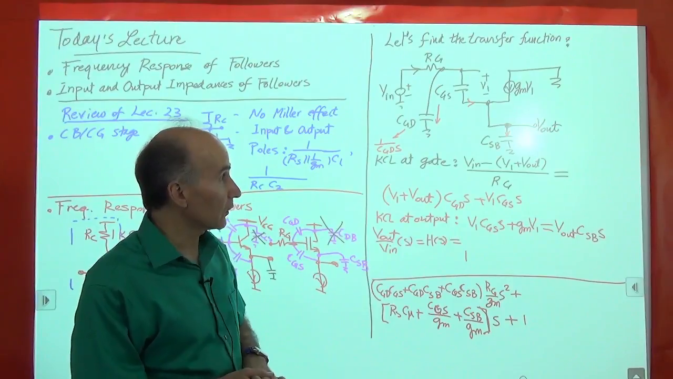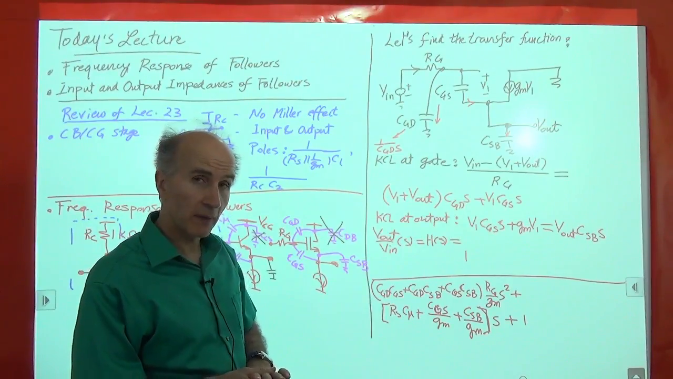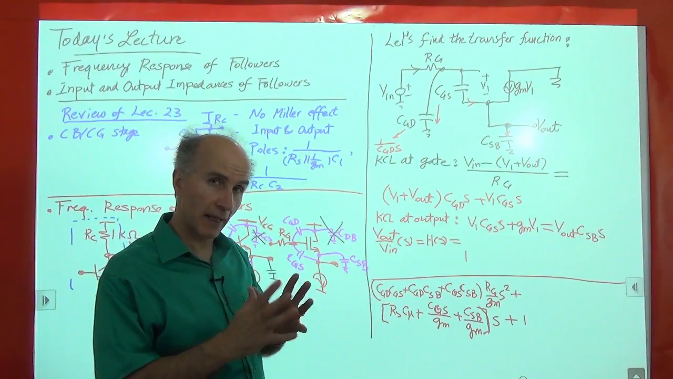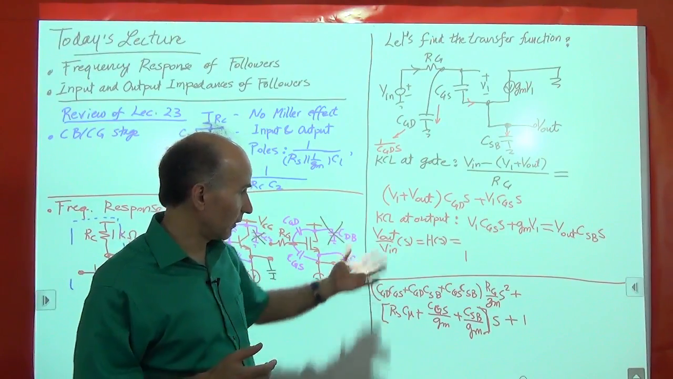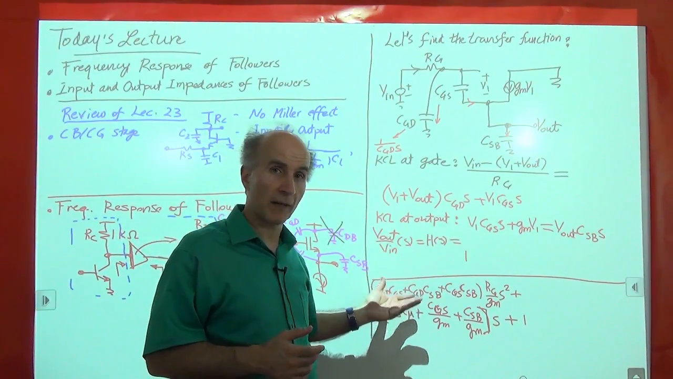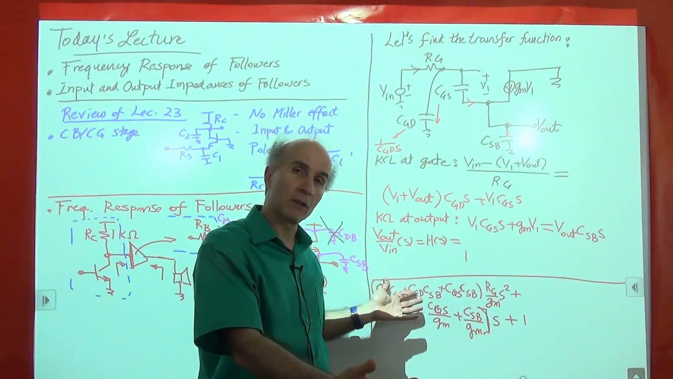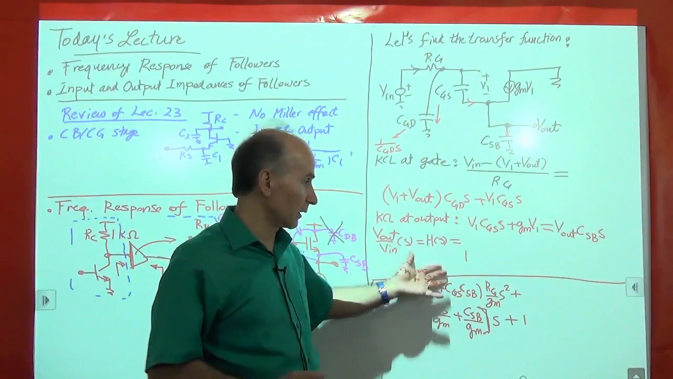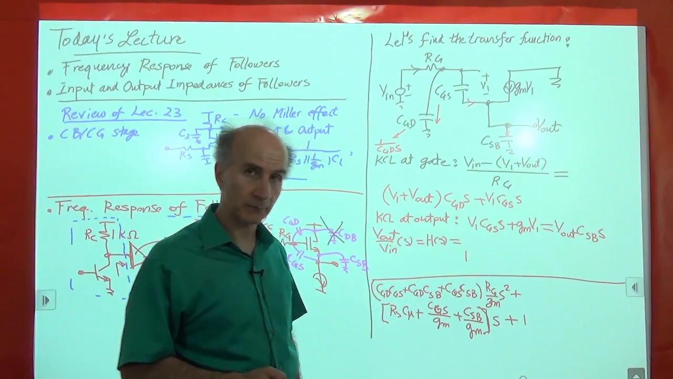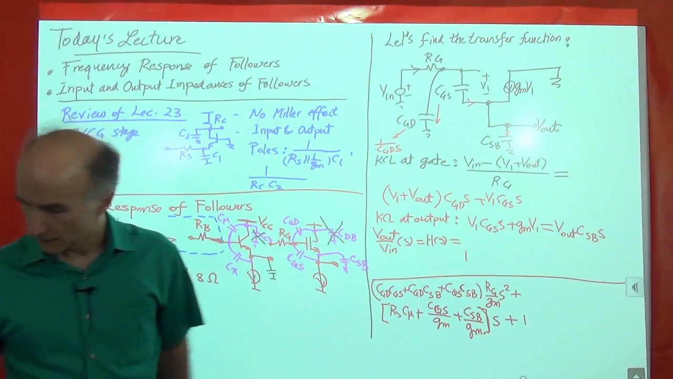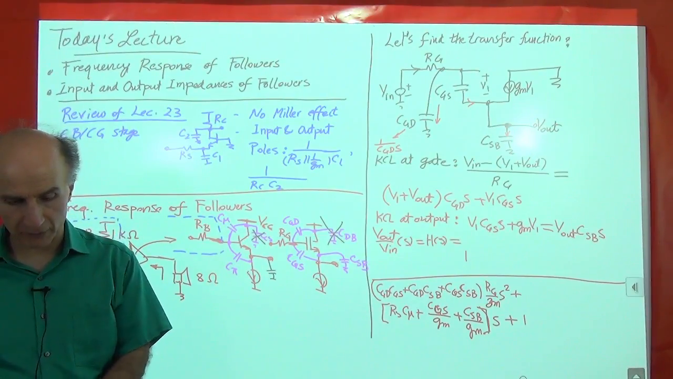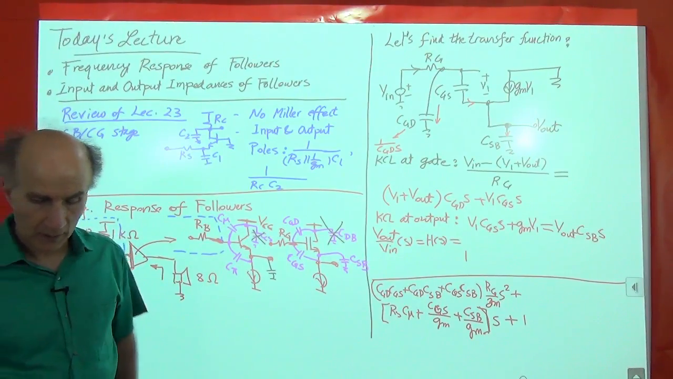Okay. So the point is that for followers, typically we don't have much flexibility in the analysis, and after deriving this equation, we often have to go to numerical values and see what we get. But this is the equation that we have. All right, so this is the input-output transfer function of the follower.